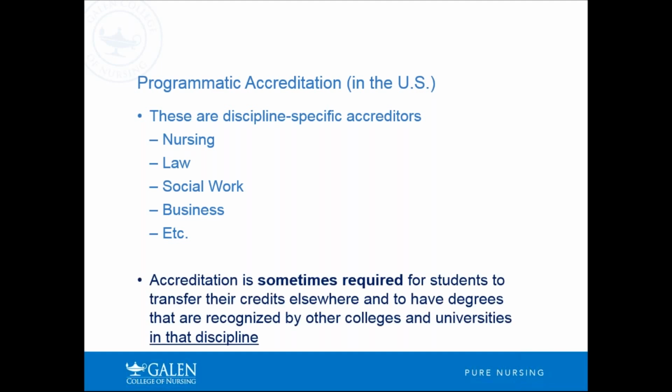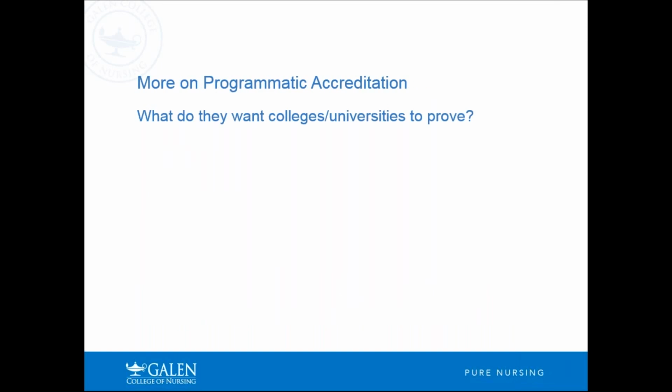There are also programmatic accreditors. The programmatic accreditors are looking at some of the same kinds of things, but they're usually discipline specific. In our case, because we're a nursing college, we have nursing accreditors that we work with. It's a little bit looser than regional accreditation. In some cases, for more prestigious programs, you do need to come from a program that has programmatic accreditation in order for them to recognize your degrees.